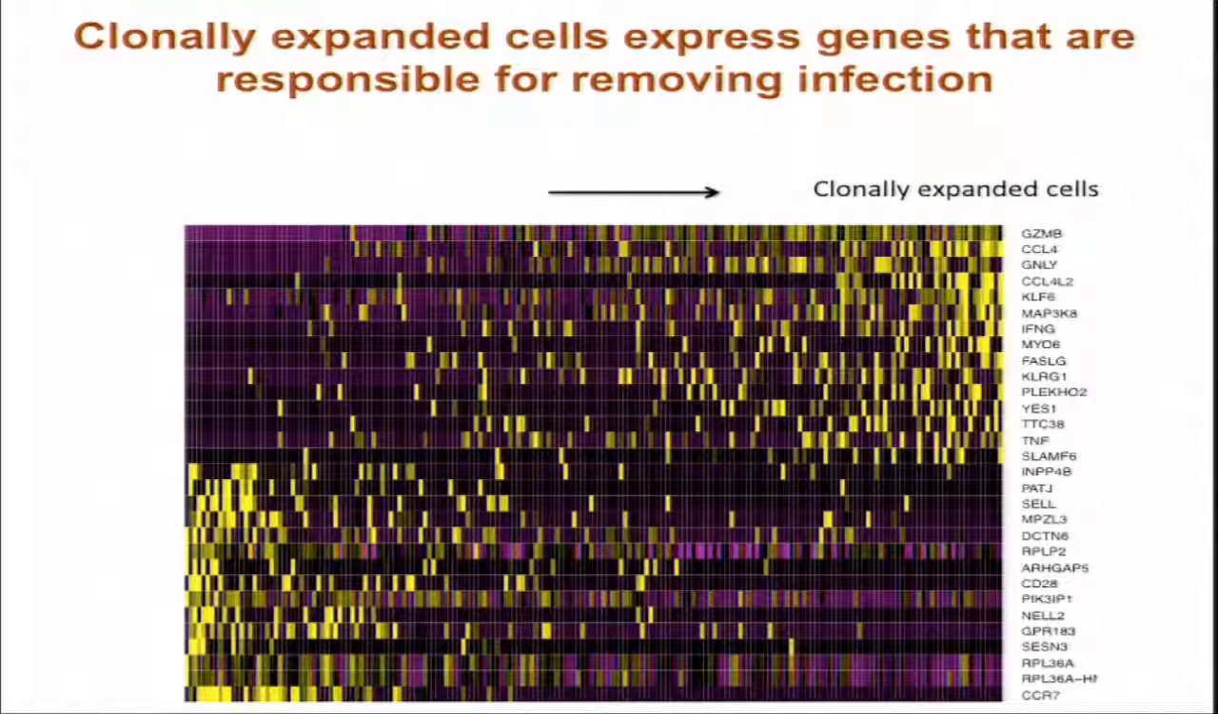And so immunologists can go in and look at these genes and characterize what these cells are doing. There are a bunch of interesting genes, and they are basically as expected. You see a bunch of genes like granzyme B, granulysin, etc. These are genes that are responsible for killing the infected cells.